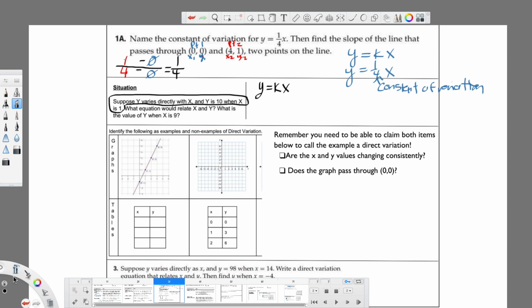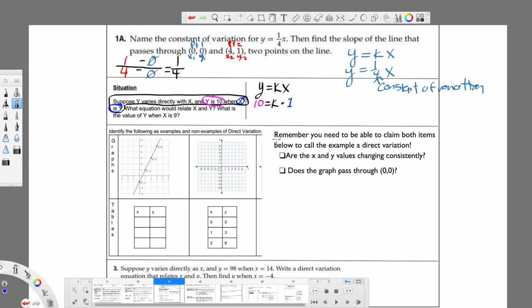So the next part they give us, and I'm going to focus in on this, is y is 10 when x is 1. I'm going to color this up a little bit so that we can see it happening over here. So y is 10, and x is 1. So 10 equals k times 1. We don't know what the constant of variation is yet. We get to find that right now. But we do know that x is 1.